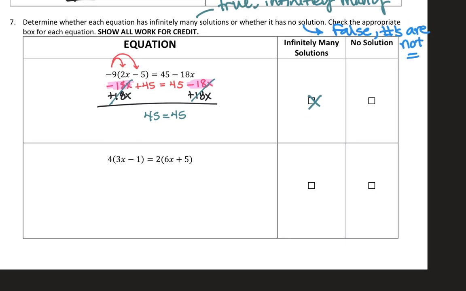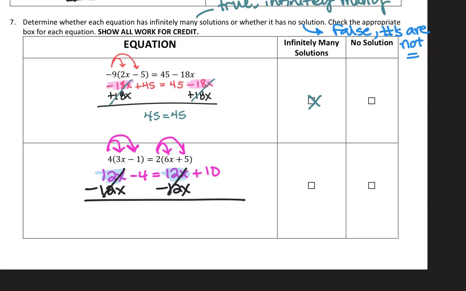So that 4, we're going to distribute. 4 times 3 is 12x. 4 times negative 1 is negative 4. 2 times 6 is 12x. And 2 times 5 is a positive 10. Again, highlighting the variables. All right, I'm going to move 1 over. I'm going to subtract the 12x over, not the 2x, 12x.